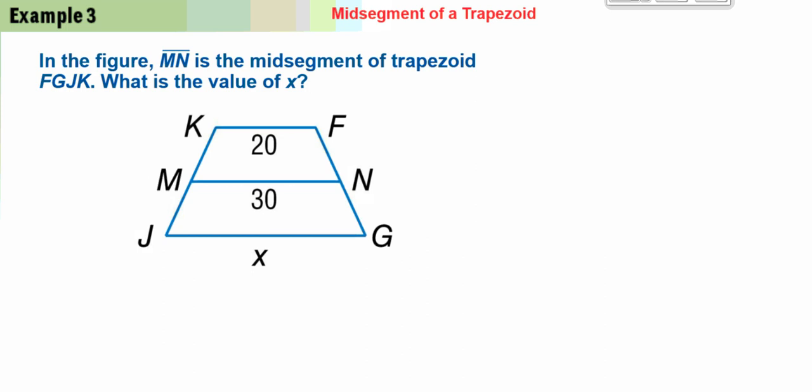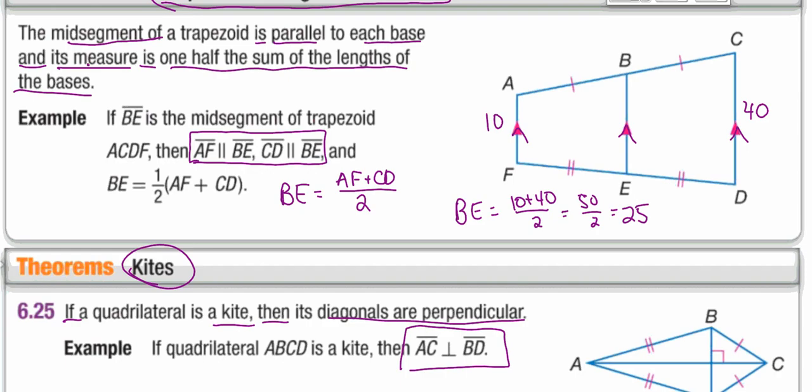So we want to look at the formula then for the midsegment. And if we look at that, we know that the midsegment is equal to 1/2 of these two bases added together. So that's what we're going to do in this problem. Except here, we're going to know the midsegment and have to find one of the bases.